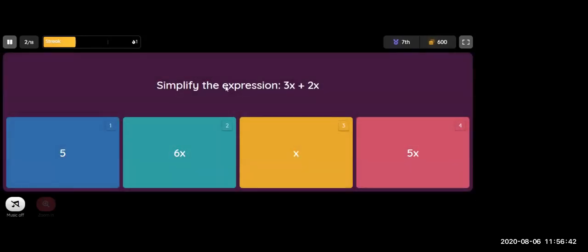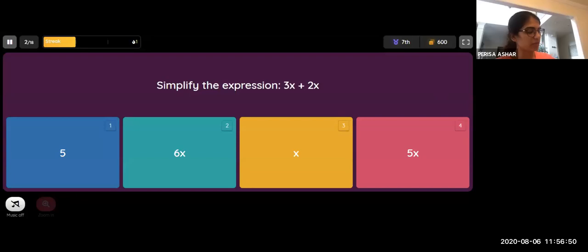Okay. So simplify this expression: 3x plus 2x. Okay, good job. Our dog got the right answer. The answer is 5x. I know it's almost 12. So yes, because 3 and 2 are like terms, you'll get 5x.